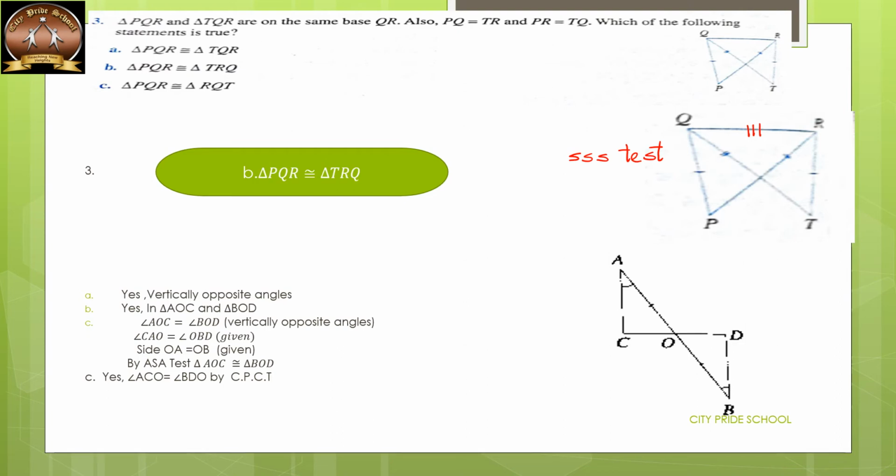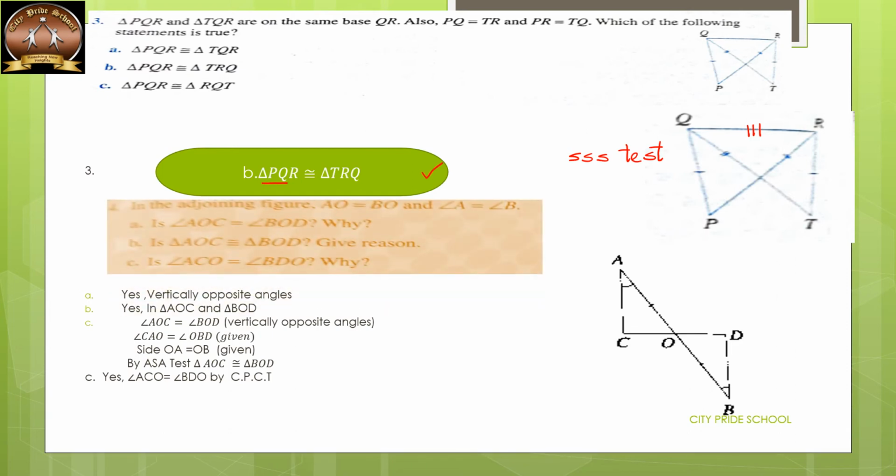Suppose I start with triangle PQR. Since PQ is congruent to TR, I have to start it like this, that is TRQ. So here this is the correct way of writing it, that is triangle PQR is congruent to triangle TRQ.